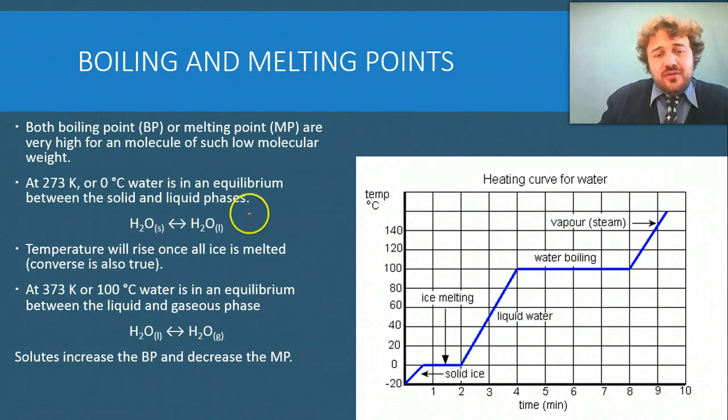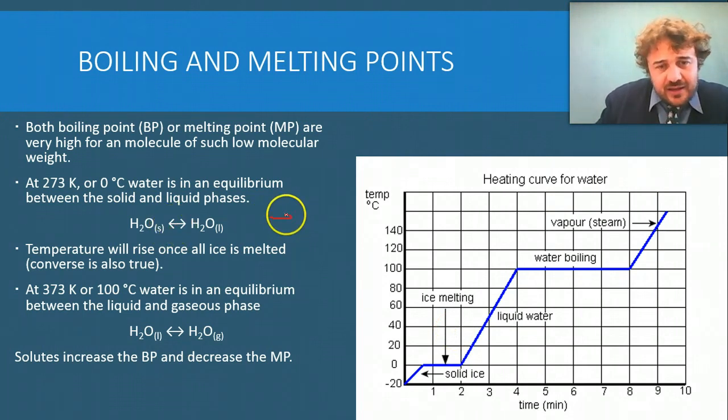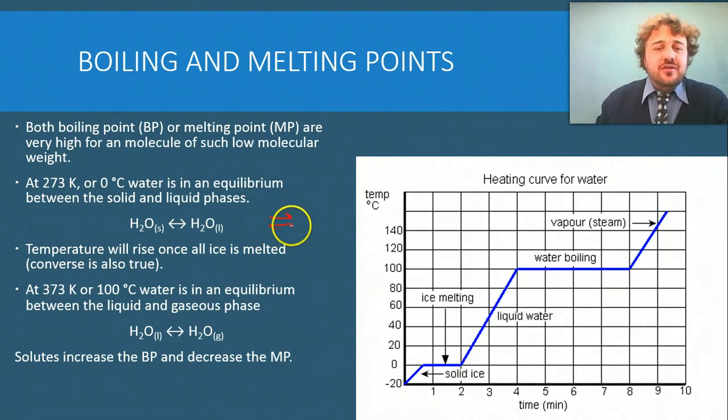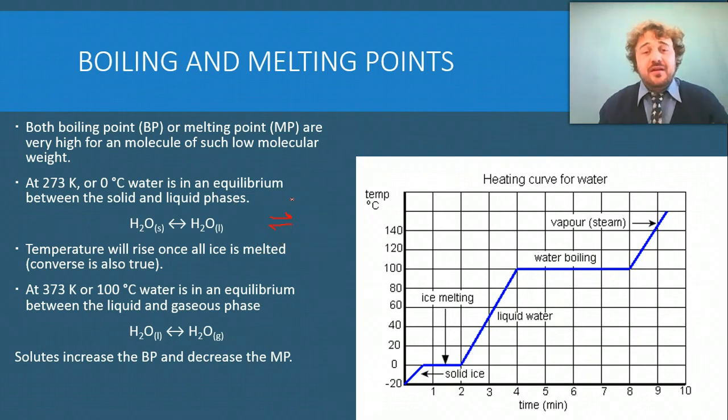When you see this, I want you to draw it as a half arrow going that way and a half arrow going this way, or a full arrow going that way, but separate arrows, which means it goes backwards and forwards. I can't get it to do it on PowerPoint. So at exactly 0 degrees, it's vacillating between these two. At 100 degrees or 373 Kelvin, it's vacillating between a liquid and a gas, and it won't really change.